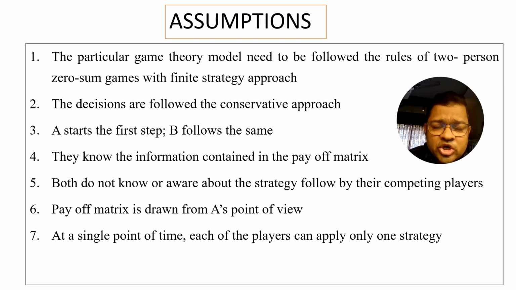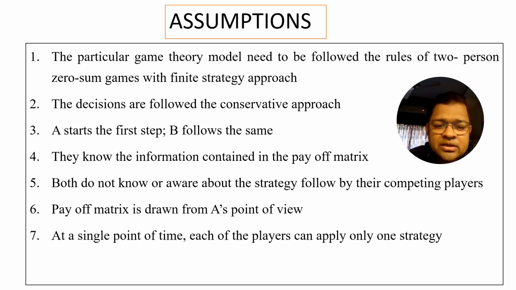Zero-sum game means the loss incurred by someone is equal to the gain incurred by another one. Loss and gain are almost equal, and when you add loss and gain, the result is ultimately equal to 0. And that should be a finite strategy. Here you all know that there are three strategies for A and three strategies for B.